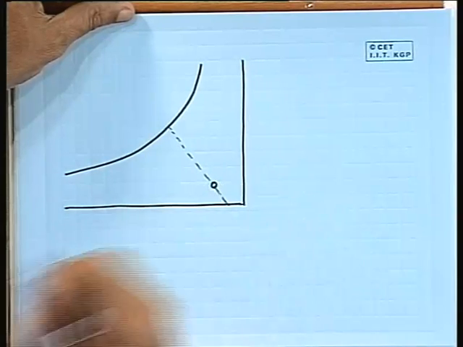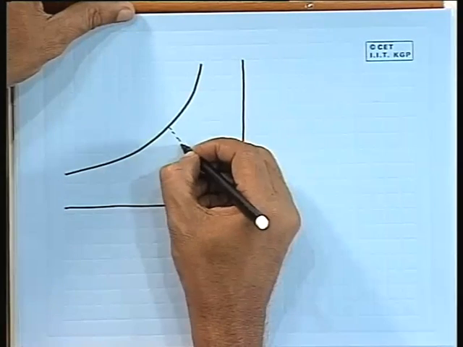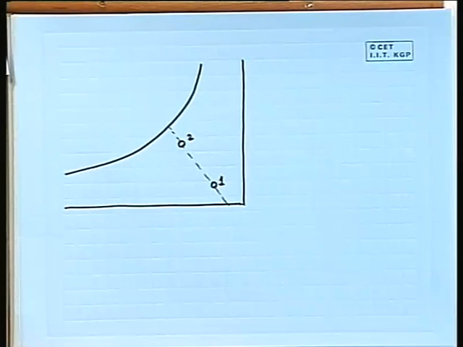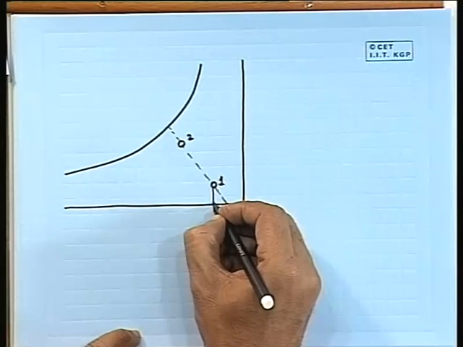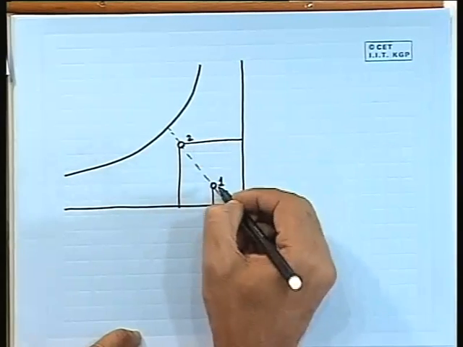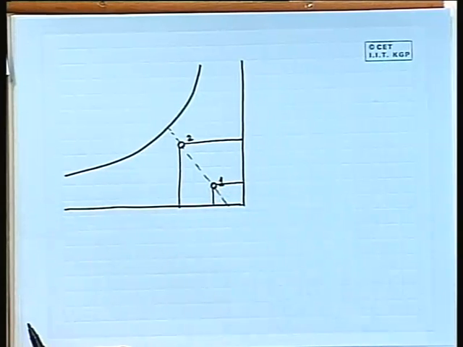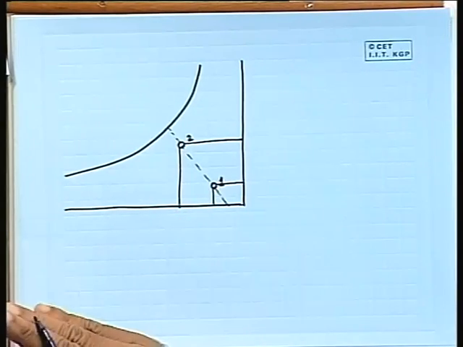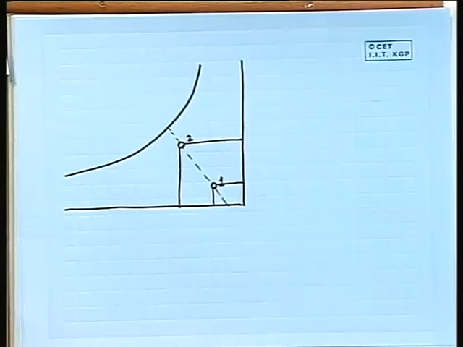Initially my state point is here, finally my state point is here, 1 and 2. You can see there is a lot of change in temperature between 1 and 2, a lot of change in specific humidity or humidity ratio between these 2 points, but these 2 points I have taken such that they are lying on the constant enthalpy line.